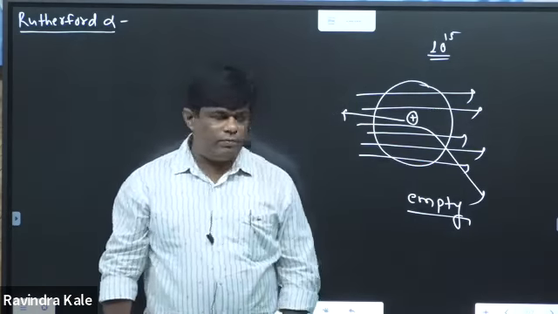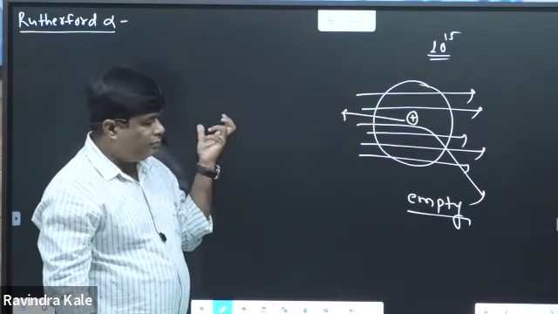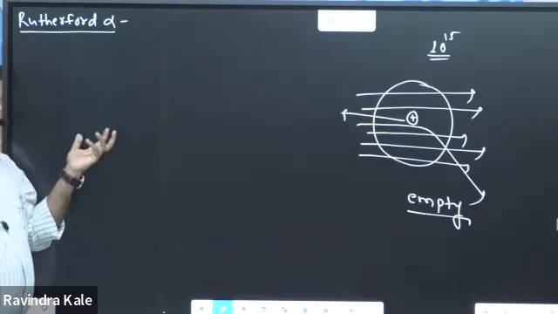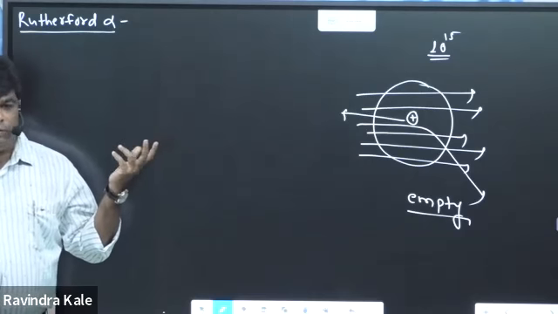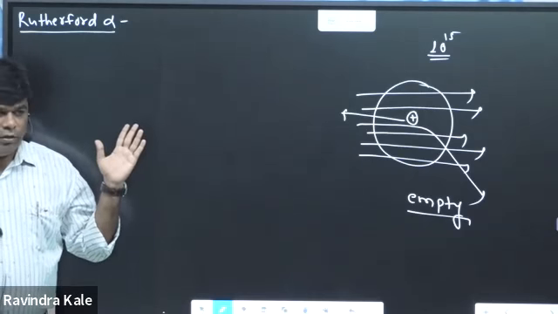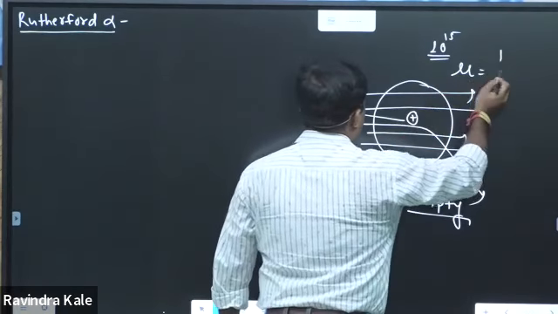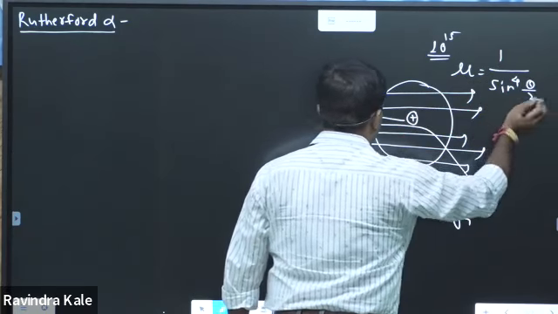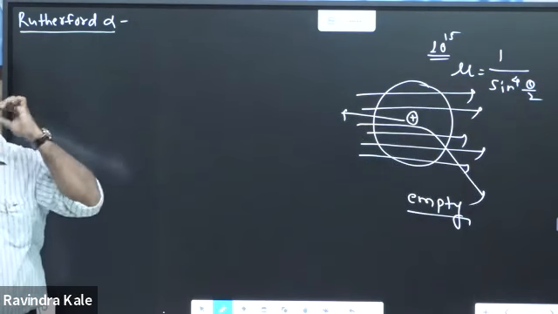In the Rutherford alpha scattering experiment, alpha particles are deflected back through an angle of 180 degrees. By using this, the number of alpha particles, mu, is given by 1 upon sin raised to 4 theta by 2. It has been told to you as well. So the number of alpha particles is equal to 1 upon sin raised to 4 theta by 2. Remember this one. And then by using this, Rutherford gives the atomic model.